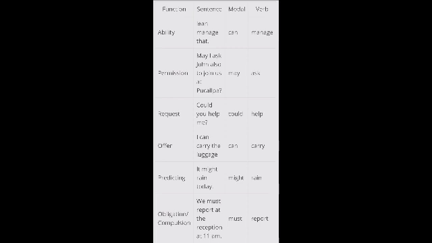The next one, obligation or compulsion. We must report at the reception at 11 a.m. It is compulsion and the modal auxiliary verb here is must, and the verb is report. Children, have you noticed the verb form here? Yes. All the verbs are here in first form. That is modal auxiliaries plus V1. Along with the modal auxiliary verbs, we should use the first form of the verb.